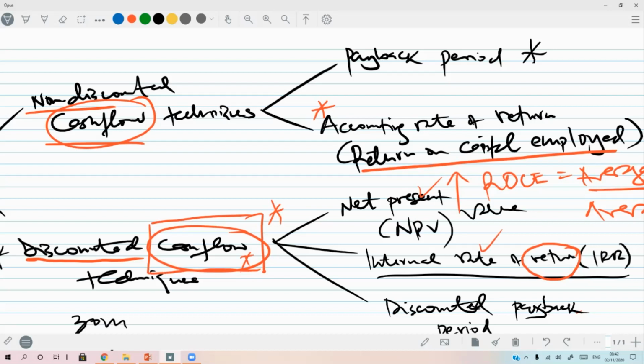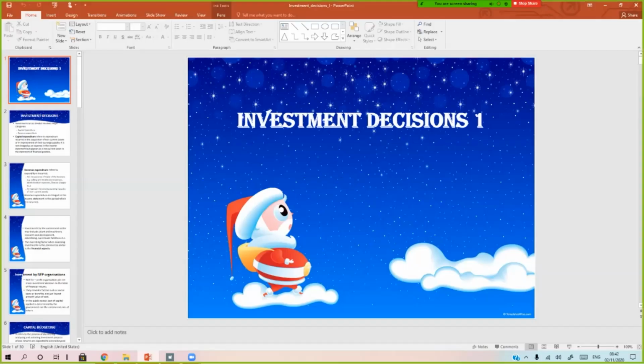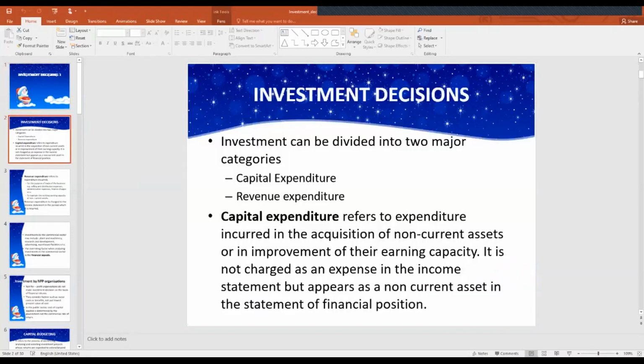Great. So that's why I'll pay more attention when it comes to getting the cash flow, because as I mentioned, this is where the marks are. Anyway, let's begin. Now, when it comes to expenditures, don't forget you can have two main types of expenditure: revenue expenditure and capital expenditure.